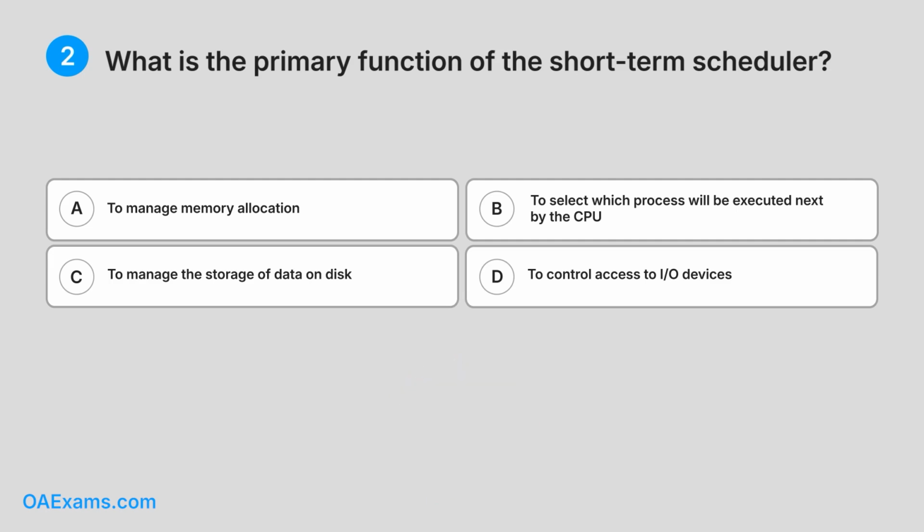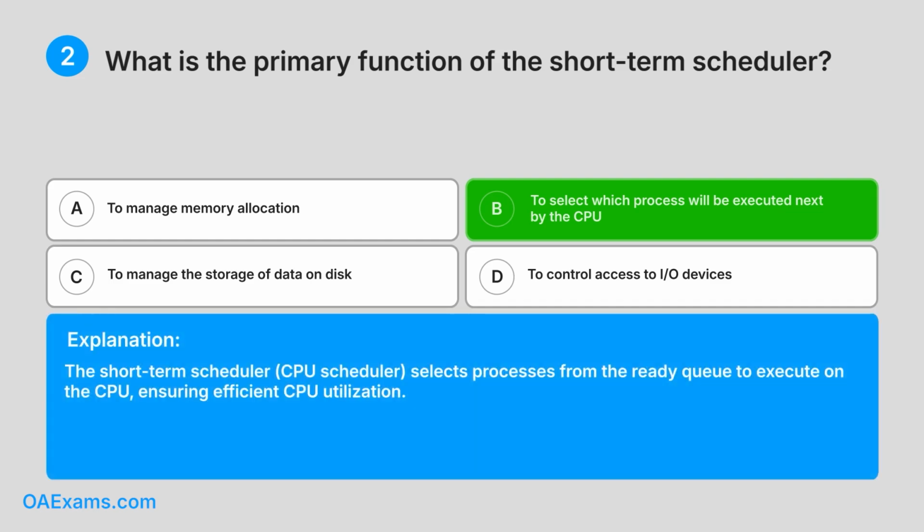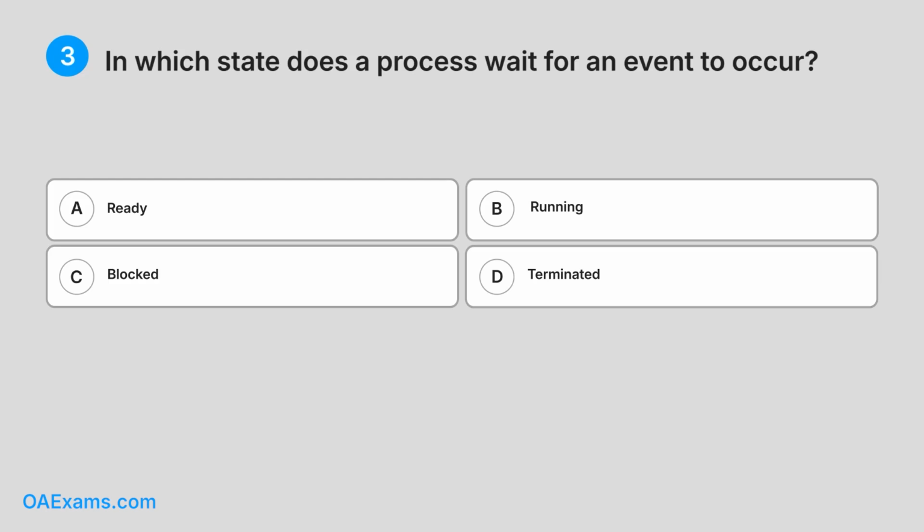Correct answer: B. To select which process will be executed next by the CPU. Explanation: the short-term scheduler, or CPU scheduler, selects processes from the ready queue to execute on the CPU, ensuring efficient CPU utilization.